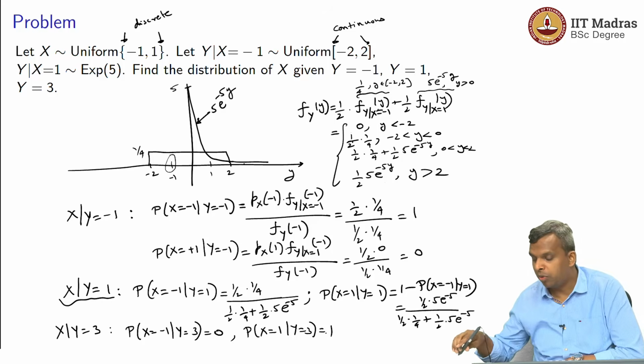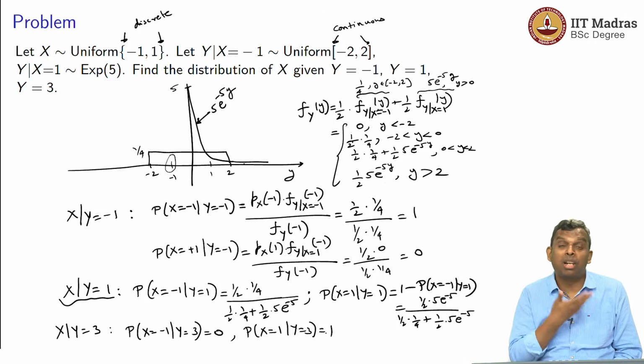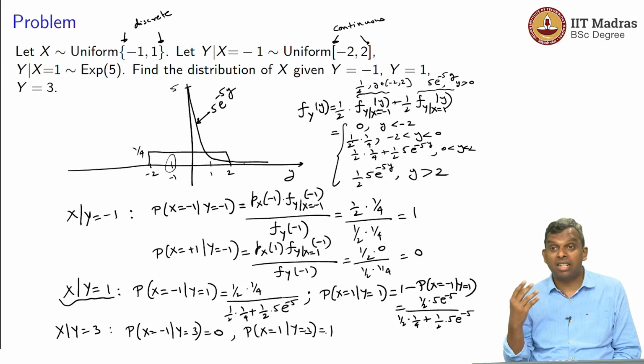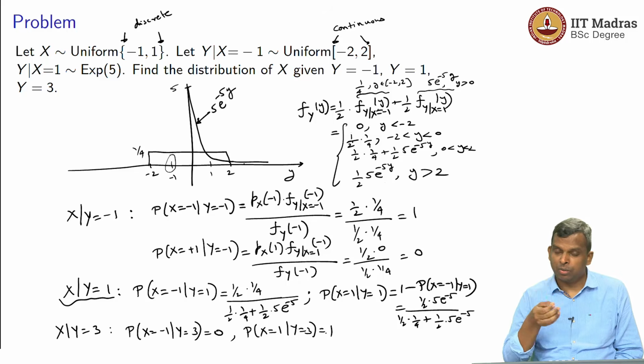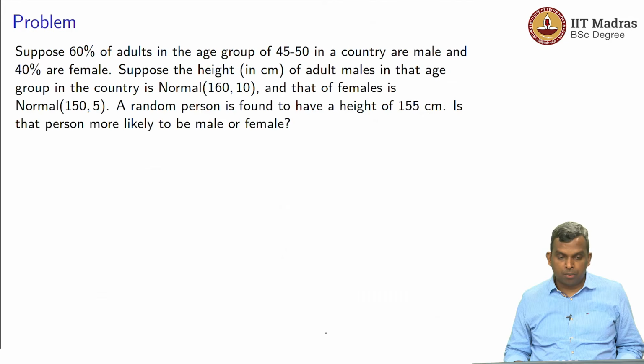Okay. So hopefully this example showed you how to apply that Bayes-like formula for conditional probabilities of discrete given continuous. The continuous given discrete ends up being a density, but for the discrete given continuous, you can use a Bayes-like formula using densities instead of probabilities. All right. So this is the first problem.